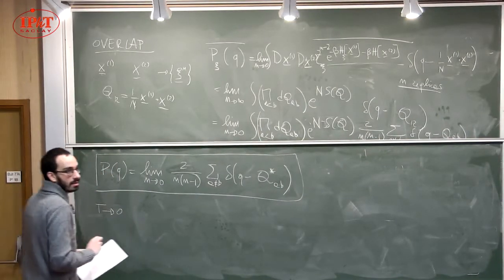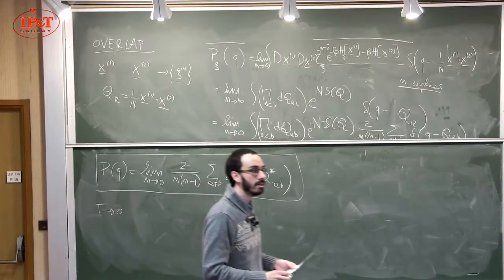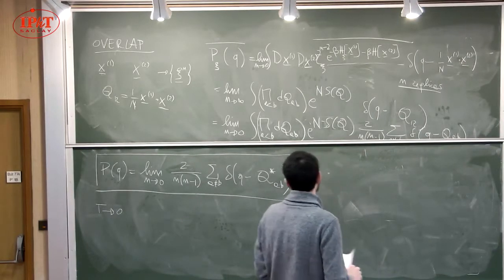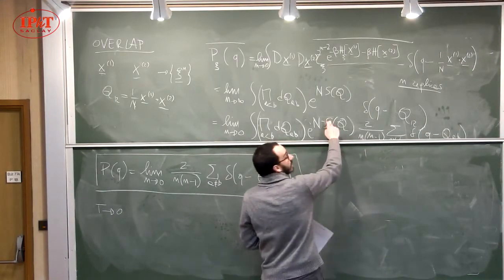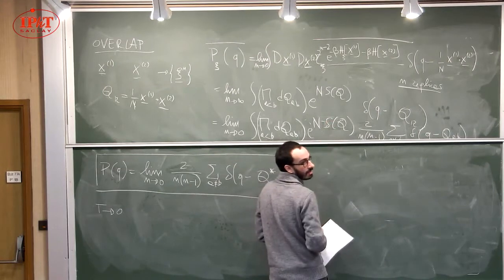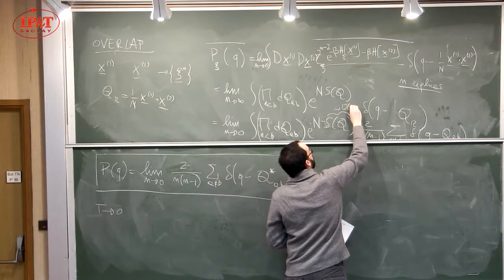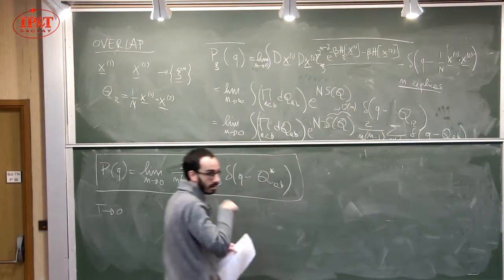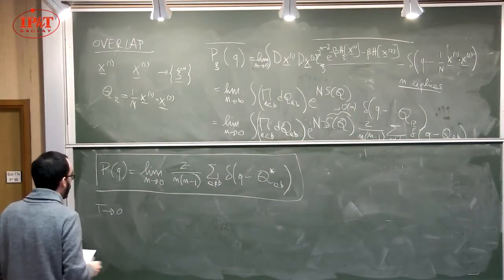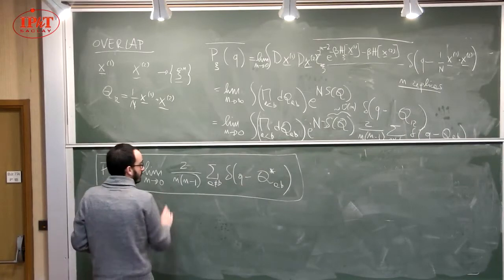Why don't you have the entropy of the saddle point? Sorry? The S of Q star. Because this is of order n, small n. This is of the order of small n. Okay? So that's what I wanted to show.